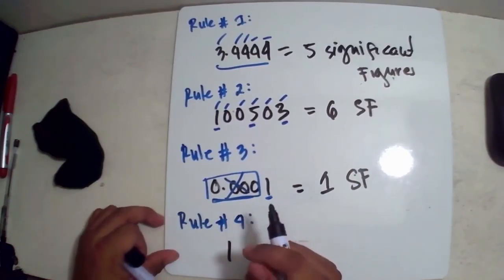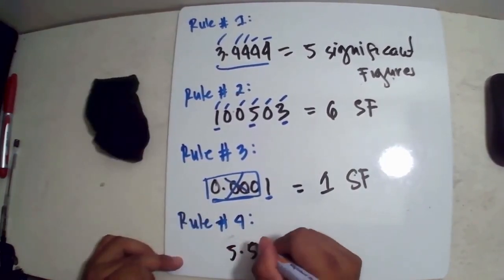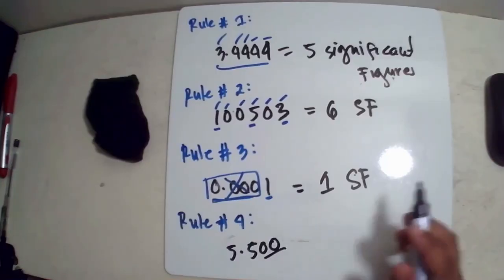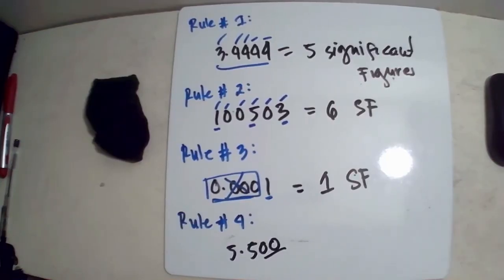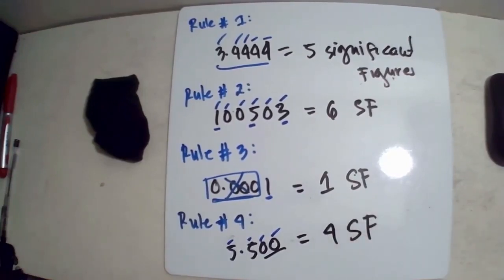Example, 5.500. How many significant figures do we have? According to rule number 4, the zeros here can be counted. It's because they are to the right of the non-zero digits. So we can count that one. How many significant figures is this? 1, 2, 3, 4. So we have four significant figures.